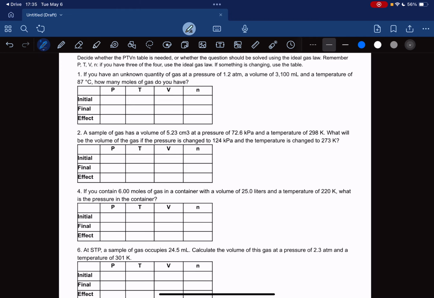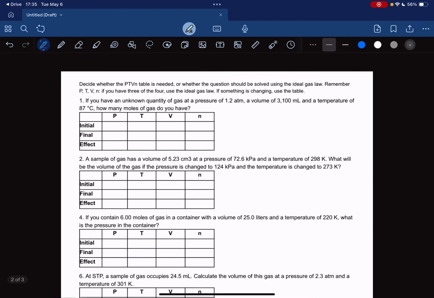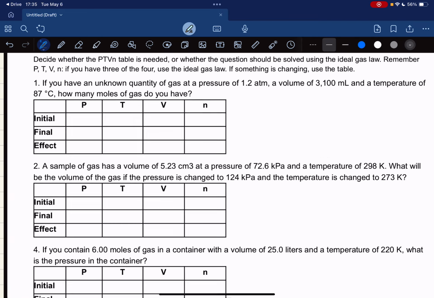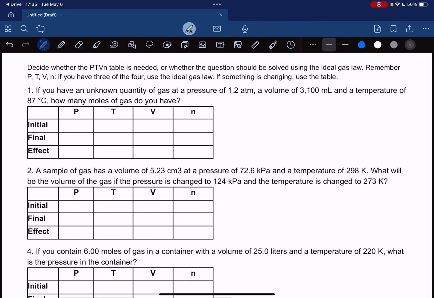In these questions, we have several of these that require us to use the ideal gas law, but some of them don't require the ideal gas law. So this is something that you're going to have to be able to do on the test tomorrow, is look at a question and decide whether a PTVN table is needed or whether the ideal gas law is needed. So I'll show you how to make those decisions.